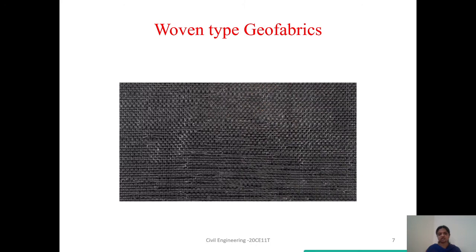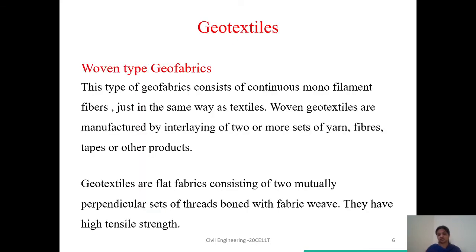Here you can see an example of woven type fabric, where you can see the fabric is woven by using 2 sets of threads which are mutually perpendicular to each other, and they are bonded with fabric weave. This type of geofabrics consists of continuous monofilament fibers in the same way as in textiles. In this, 2 mutually perpendicular sets of threads bonded with fabric weave. They have high tensile strength.